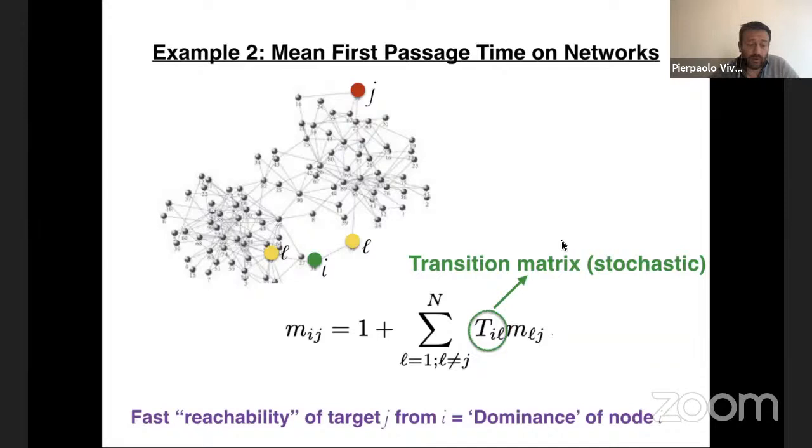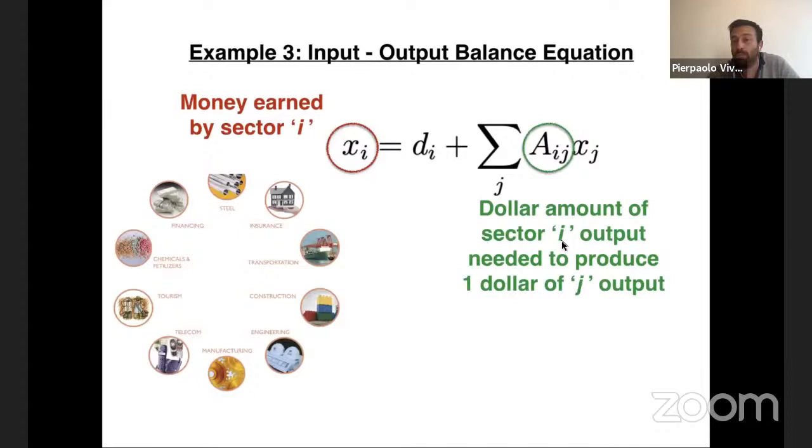A third example is from the field of economics, the so-called input-output balance equation. So imagine that you have an interconnected set of sectors in a complex economy, and you can write an equation that involves the money earned by a given sector I, which is decomposed in two components. The first one, DI, is the external demand for the good that sector I produces. And the second one is essentially the dollar amount that comes from all the other sectors to buy good I, which is needed for the production of good J, L, M, N, and so on and so forth. Once again, this input-output balance equation is in the dominance form, and it is used to rank sectors of a complex economy.